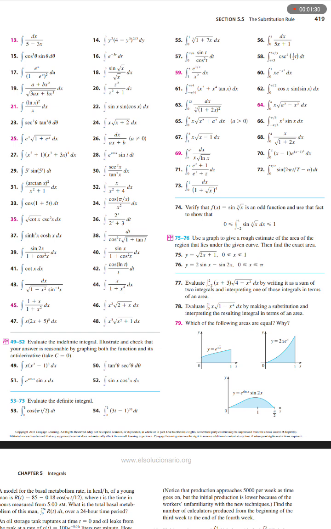The integral from pi over 3 to 2 pi over 3 of cosecant squared of 1/2 t dt. The integral from 1 to 2 of e to the power 1 over x squared dx. The integral from 0 to 1 of x times e to the power negative x squared dx.